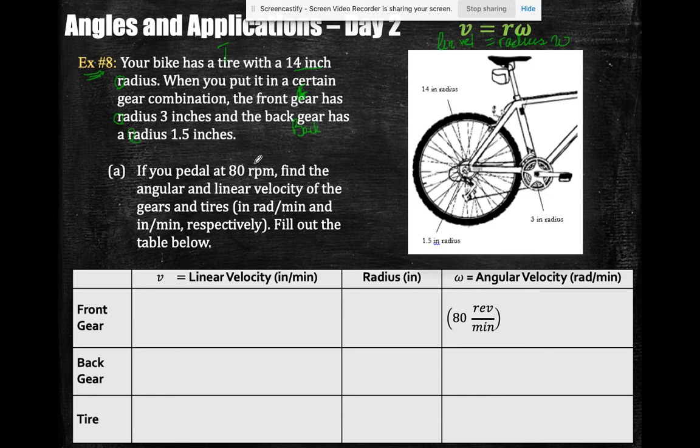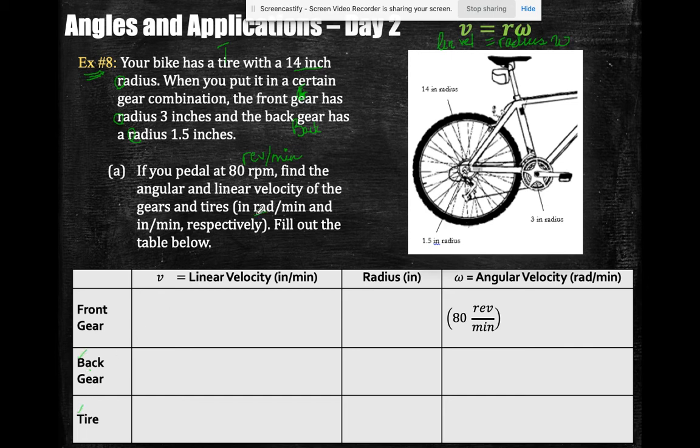If I pedal at 80 revolutions per minute, by the way, a slope value, right? Revolutions per minute, right? How many times do you go around per time? Find the angular and linear velocity of the gears and tire. So front gear, back gear, tire. That's why I put these all here. They want front gear, back gear, tire.